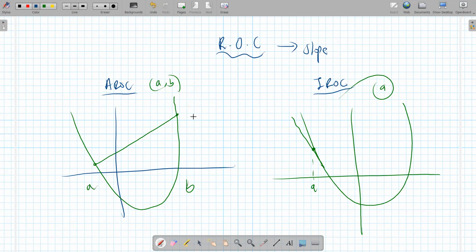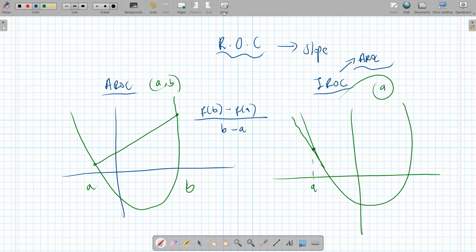The formula for AROC is f of b minus f of a, which is basically the y value at b minus the y value at a all over b minus a. For IROC, the formula is exactly the same, except you have to first convert it into AROC.